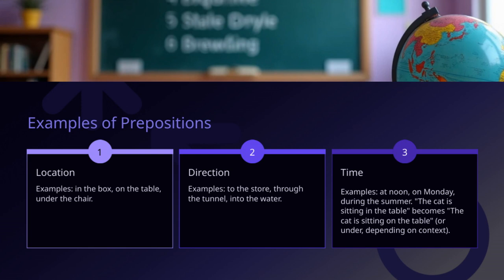These examples highlight how prepositions are versatile tools for describing location, time, and direction, key elements in clear communication. As we continue, remember how these different types of prepositions help us paint a complete picture in our sentences.